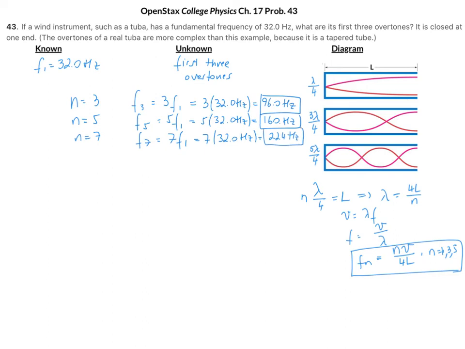So here we have the first three overtones for sound that has a fundamental frequency of 32 Hertz, and it's in a tube that's open at one end and closed at the other.